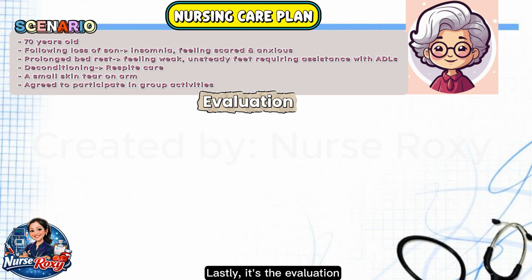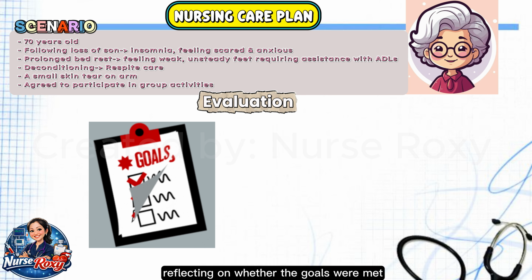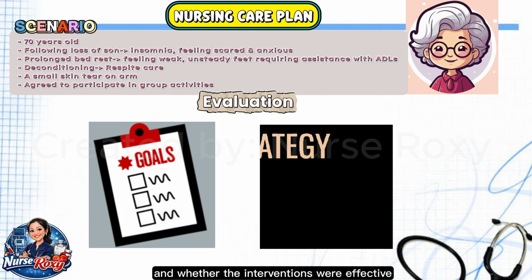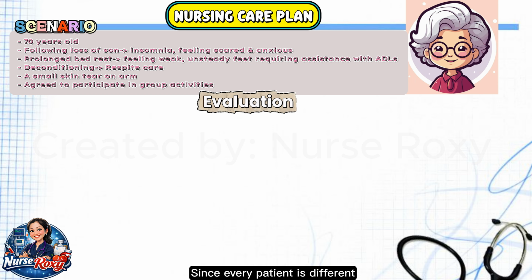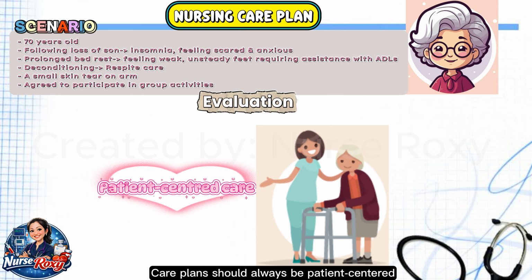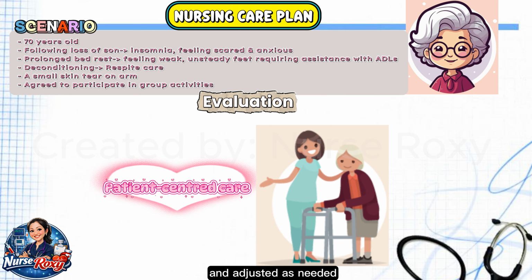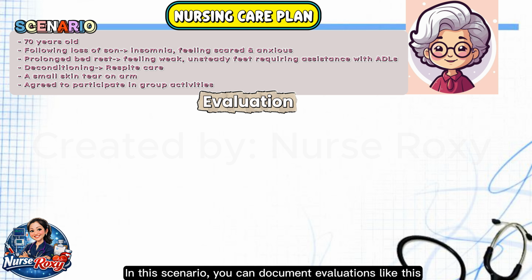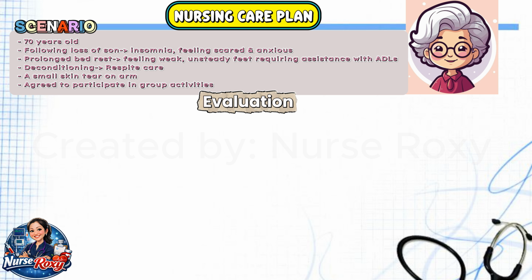Lastly, it's the evaluation, which involves reflecting on whether the goals were met within the planned timeframe and whether the interventions were effective. Since every patient is different, not all interventions work the same way for everyone. Care plans should always be patient-centered and adjusted as needed. In this scenario, you can document evaluations like this.